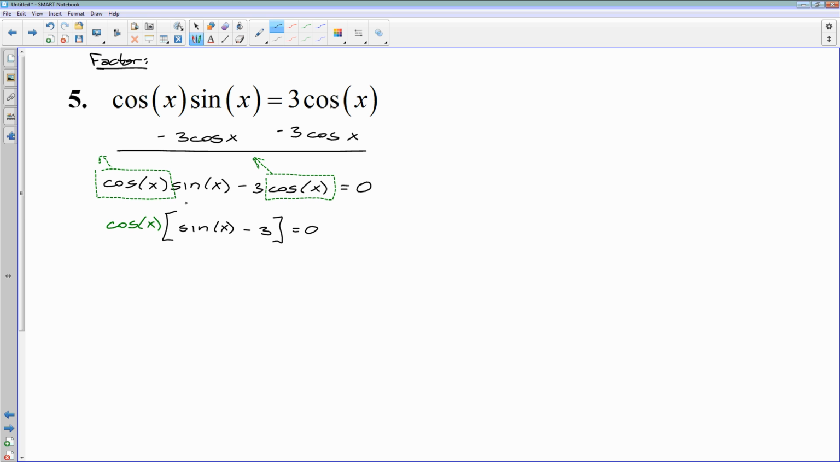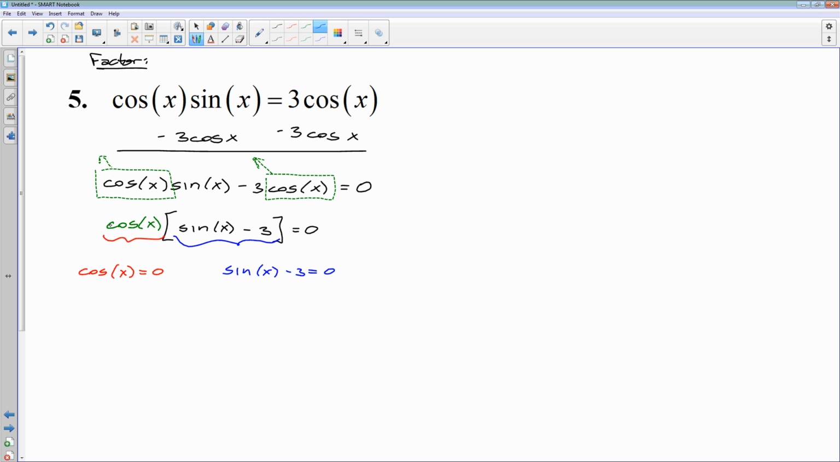And if you remember when you solve by factoring, once you're through factoring, I pulled out the cosine x, you set each factor equal to 0. So I have one factor out here, cosine x. I'm going to set that equal to 0, and I'll solve that equation. And then I have sine x minus 3. I'll set that equal to 0 and solve that one.